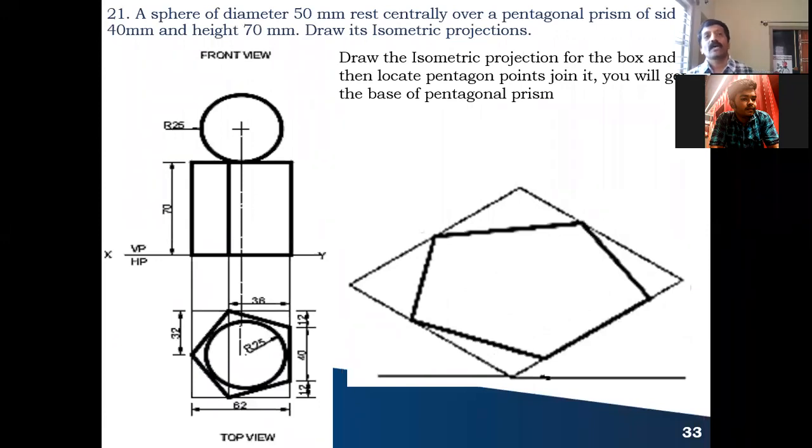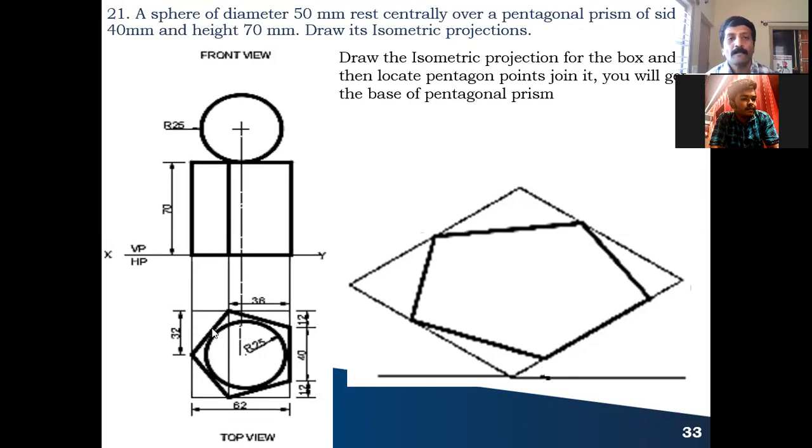So what is the question? A sphere of diameter 50 millimeter rests centrally over a pentagonal prism of side 40 millimeter and height 70 millimeter. These are the two solids which are given. So the base solid is the pentagon prism. Above that, the sphere or the ball is placed. So how to draw the top view and front view?